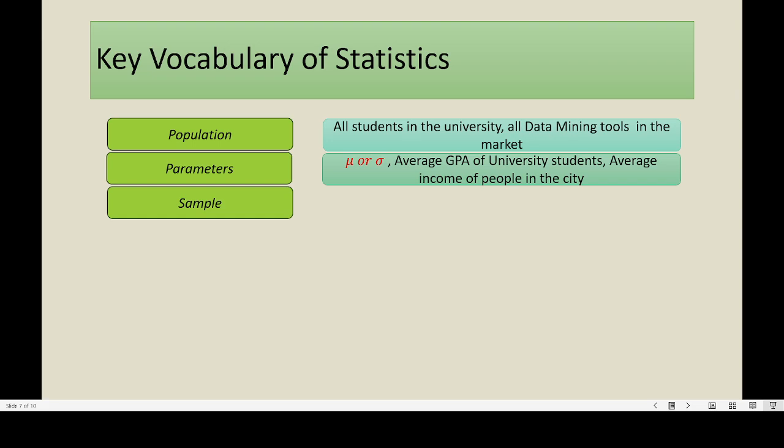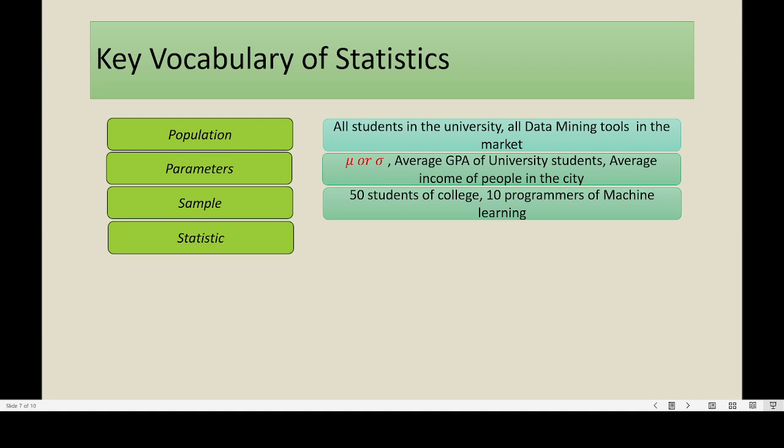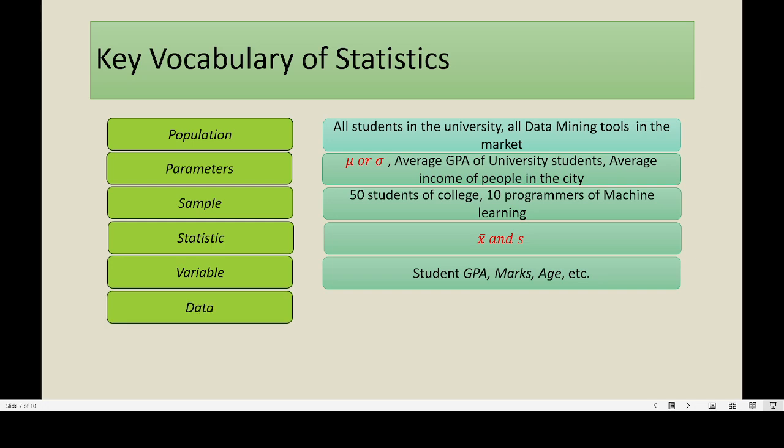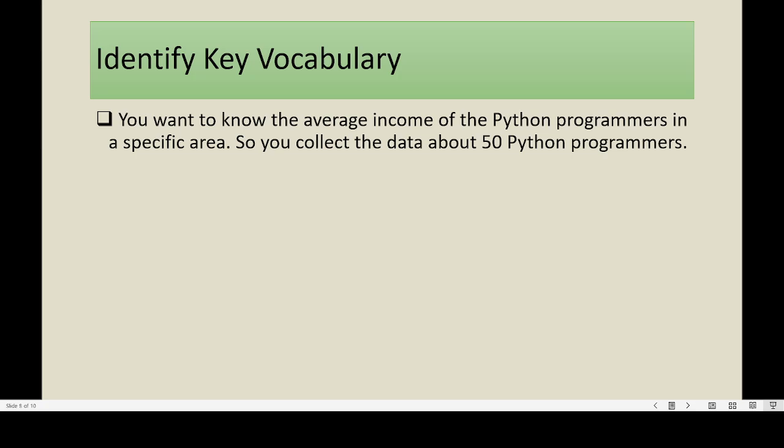Sample, which is a portion or subset of the large population like 50 students of a college or 10 machine learning programs. Statistic: characteristics of a sample like x bar and standard deviation, in which we calculate the numerical value from the sample data. Variable: any characteristic that can be measured or counted like student GPA, marks, age, etc. Data, which is actually the measurement of the variable like age and so on.